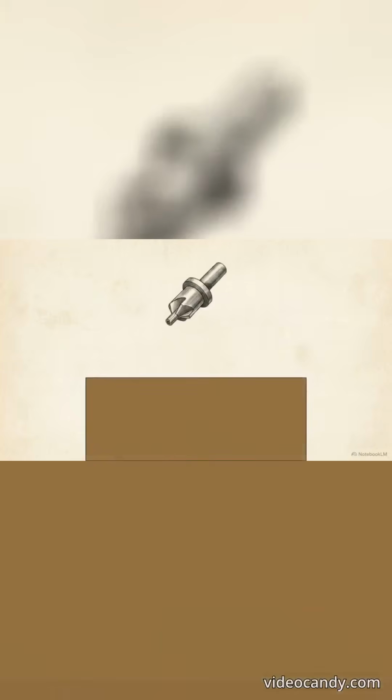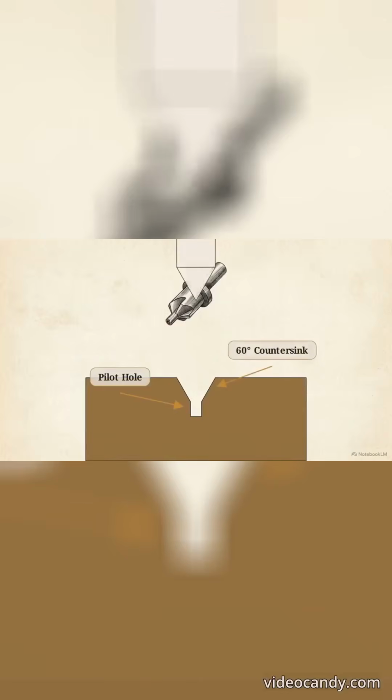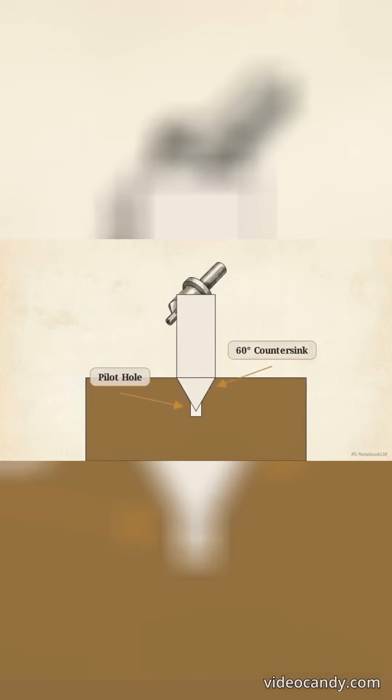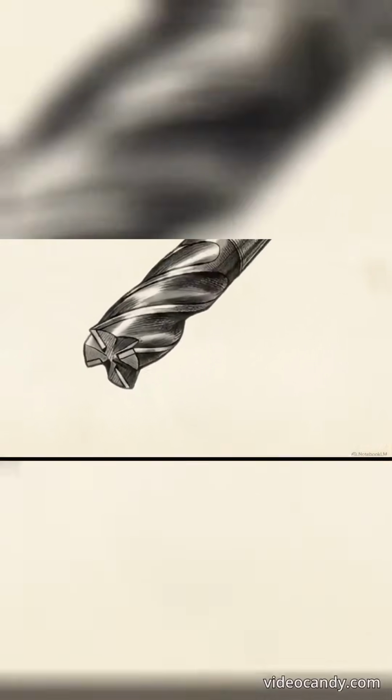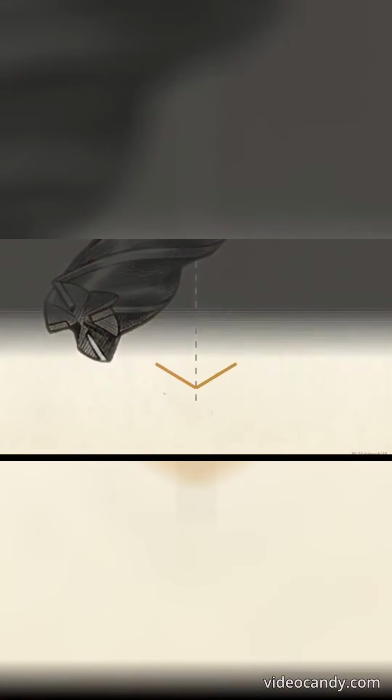The spot drill has a singular purpose, to punch a precise, shallow dimple into the surface. This creates a physical guide point that prevents the longer, more flexible drill bits from walking off target as they enter the metal. The center drill operates differently. It has a two-part tip that cuts a small pilot hole, followed by a larger 60-degree countersink, specifically intended to hold the ends of stock material inside a lathe.